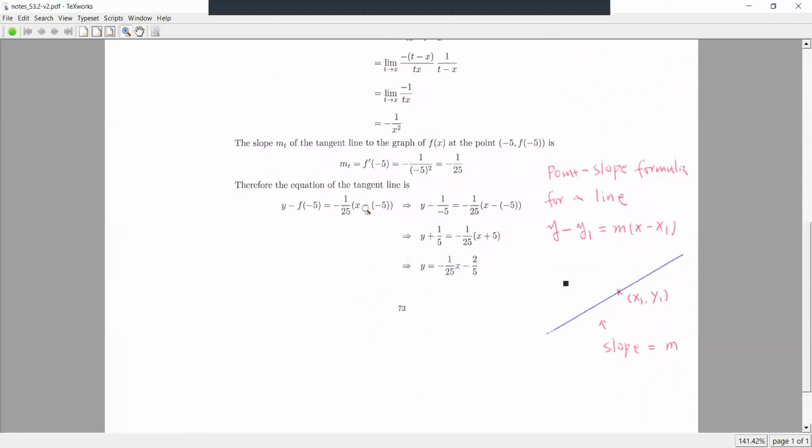Parenthesis x minus x1. x1 is the x coordinate of this point. Function value at negative 5 is 1 over negative 5. Simplify this equation, then we get this equation. From this equation, it's easy to see that we have this equation. And this equation is the answer to the second question of this example.